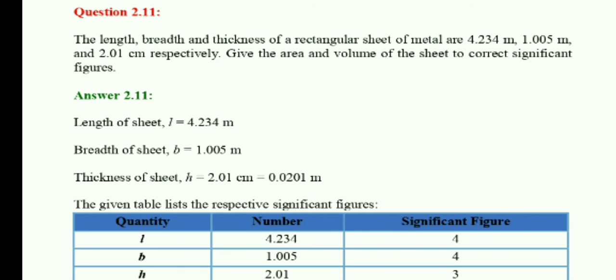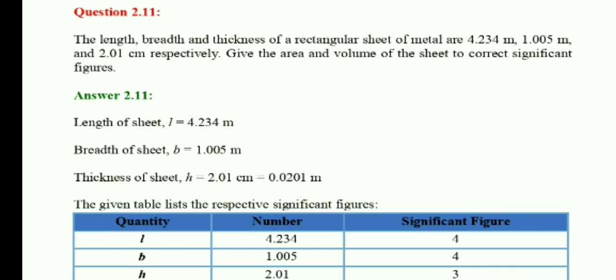Question number 11. The length, breadth and thickness of a rectangular sheet of a metal are 4.234 meter, 1.005 meter, this is the breadth, and 2.01 meter, this is the thickness, respectively. We have to give the area and the volume of the sheet to a correct significant figure.